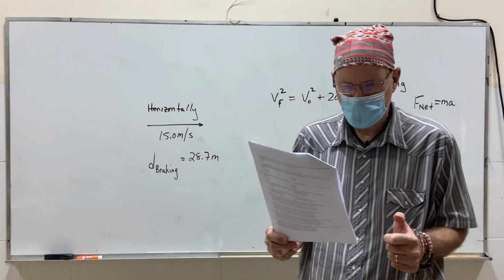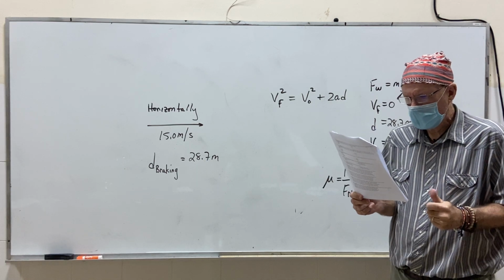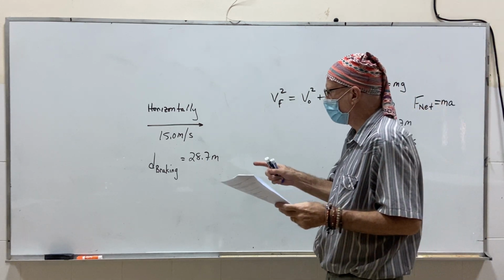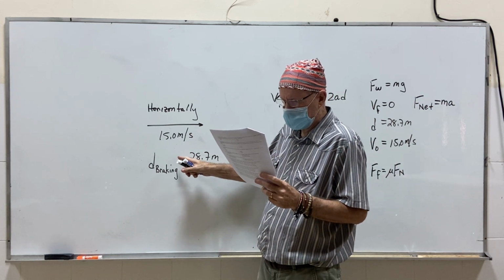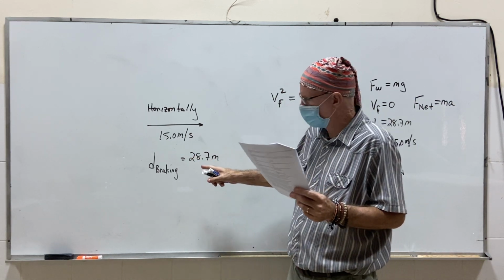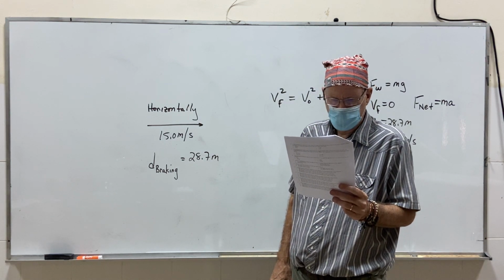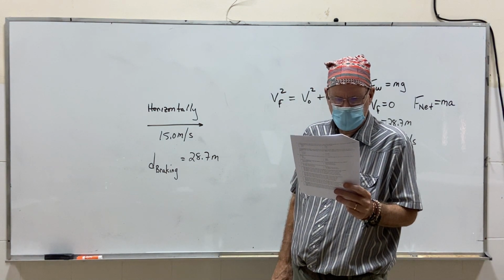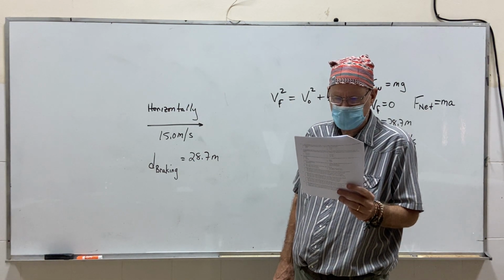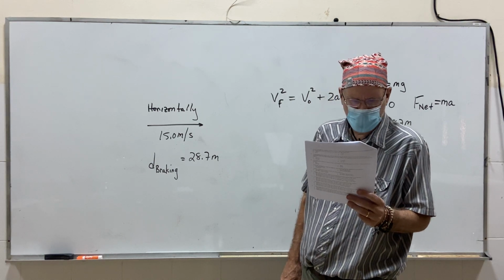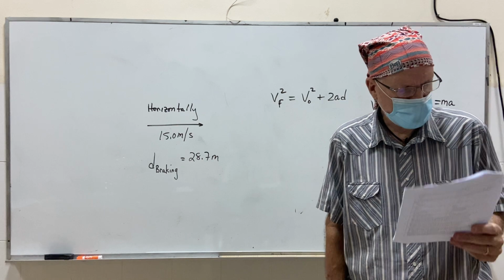Let me read that again. A crate is carried by a pickup truck that's traveling horizontally at 15 meters per second, constant. The truck applies the brakes for a distance of 28.7 meters while stopping with uniform acceleration. What is the coefficient of static friction between the crate and the truck bed if the crate does not slide?